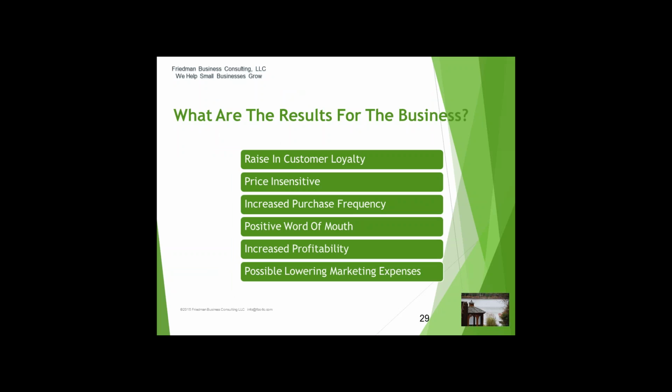So what are the results that you should expect? A raise in customer loyalty for sure, price insensitivity when they have those gift cards, even when they don't. I've seen people and interviewed people that say, the price is similar here, but I'm going to wait to buy it at my normal place because I am that close to getting a gift card. So you really start getting people to say, gosh, I'm going to keep shopping where I shop because of this program.